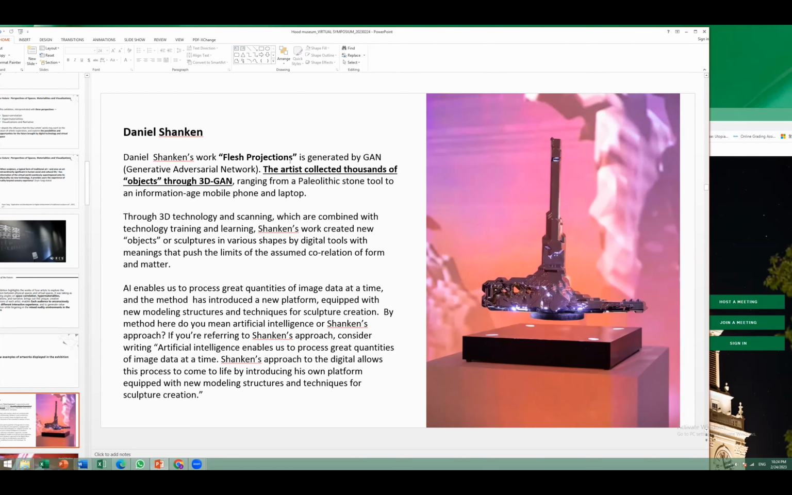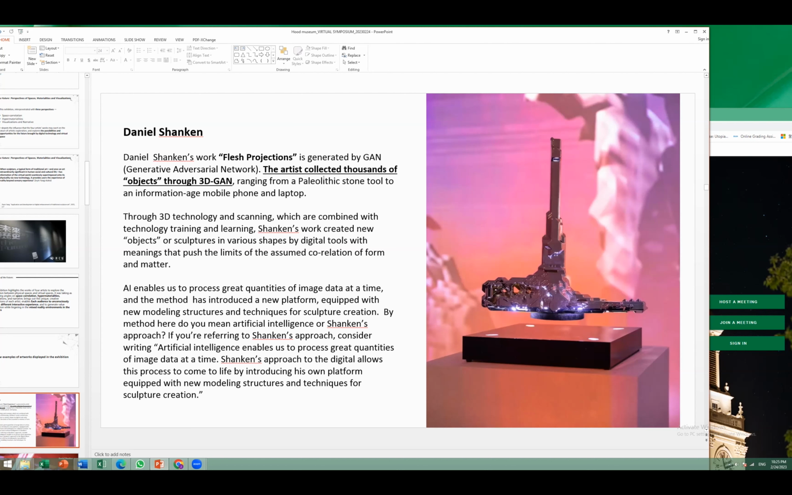So as you can see from the texts, the artist collected thousands of objects through 3D generation, from the tools used in the Paleolithic Stone Age until nowadays, like we use iPhone. So he input thousands of those images that he found on the web, from the Neolithic age to nowadays, like mobile phone or laptop. After those AI generated images came up, he curated the animation with the space and the objects in the virtual space.